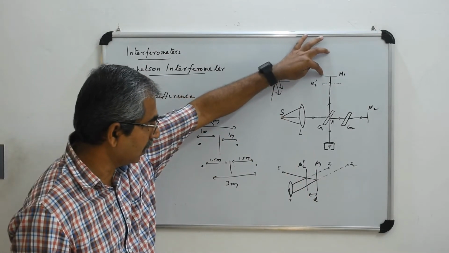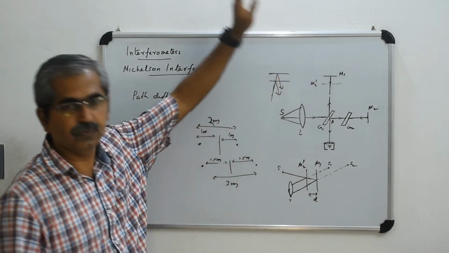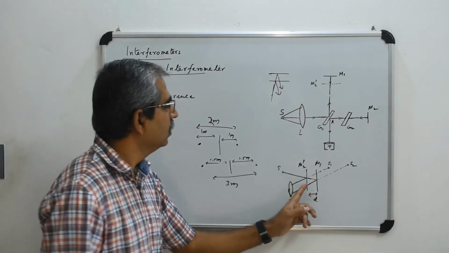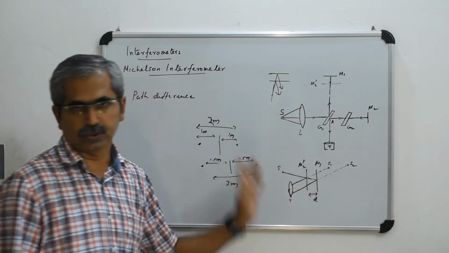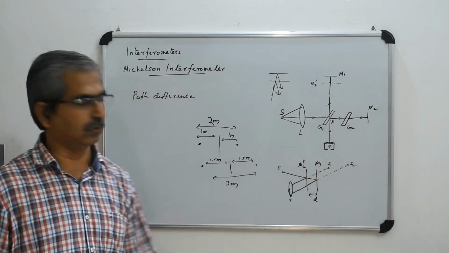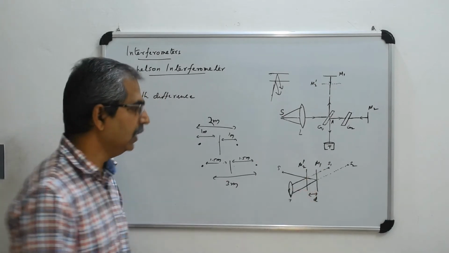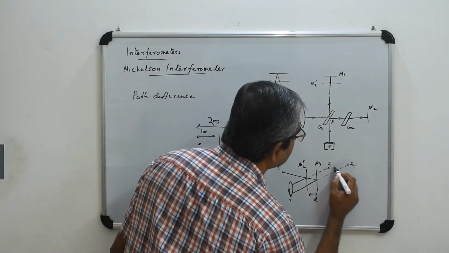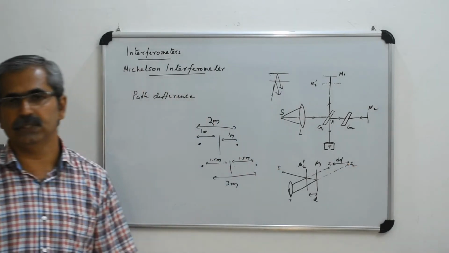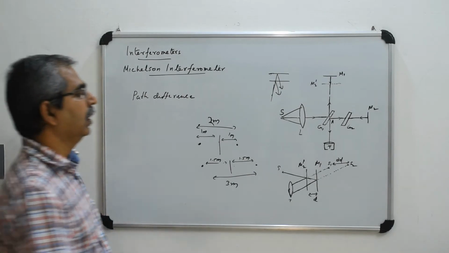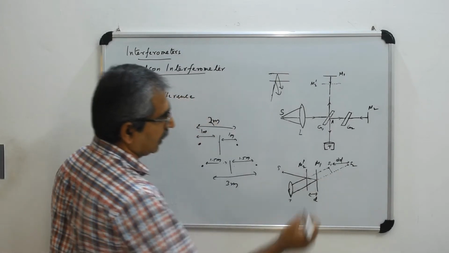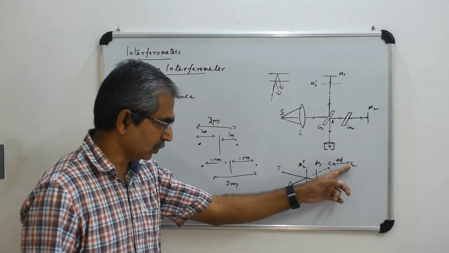That means the actual M1 and the virtual image of M2, that is M2 dash. So this distance is d. Due to reflection, you can see the image of the source. So what will be the distance between the sources S1 and S2? The distance between the two mirrors is d, so the distance between S1 and S2 will be 2 times that, that is 2d. Now you draw a perpendicular from S1 to the line corresponding to S2.